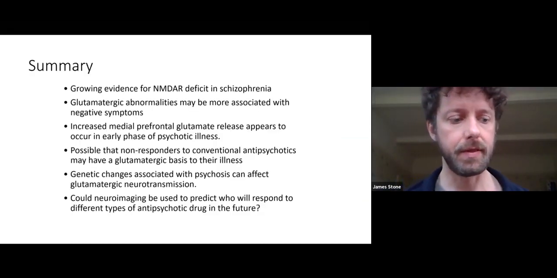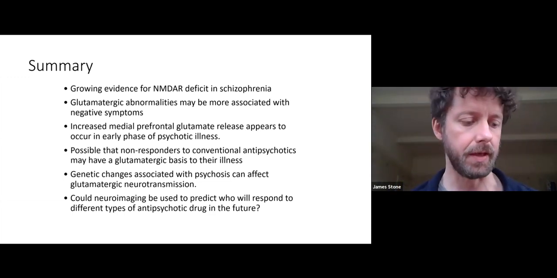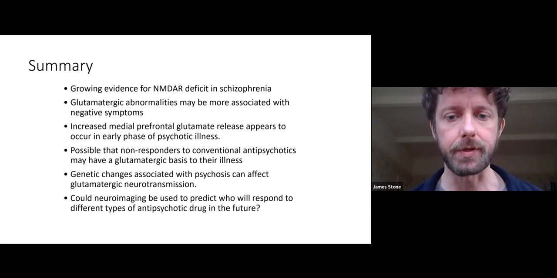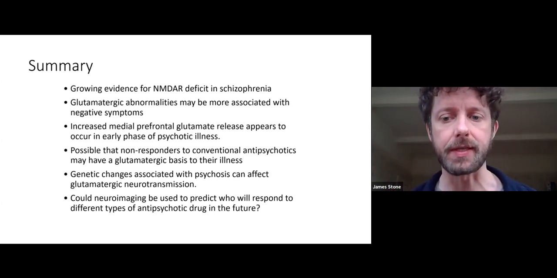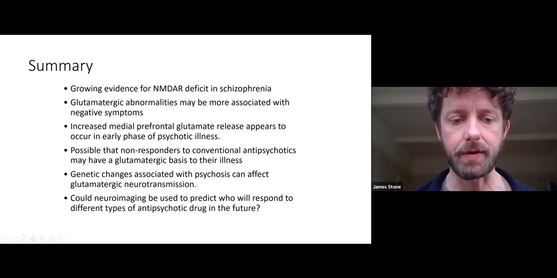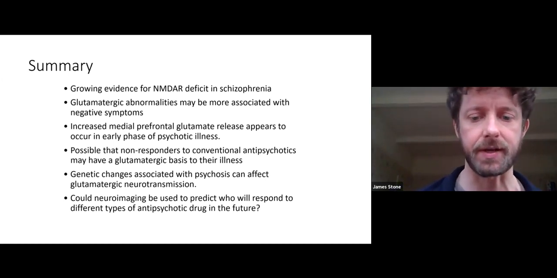Okay, so that's the first part of the talk about psychosis and glutamate. There's growing evidence for NMDA receptor deficits in schizophrenia. Glutamatergic abnormalities might be more associated with negative symptoms. It's possible that increased medial prefrontal glutamate release occurs in the early phase of psychotic illness, and possibly that non-responders to conventional antipsychotics might have a glutamatergic basis to their illness. More recently, I've shown that genetic changes associated with psychosis can affect glutamatergic neurotransmission, and it's still an open question: could neuroimaging be used to predict who will respond to different types of antipsychotic drug in the future?